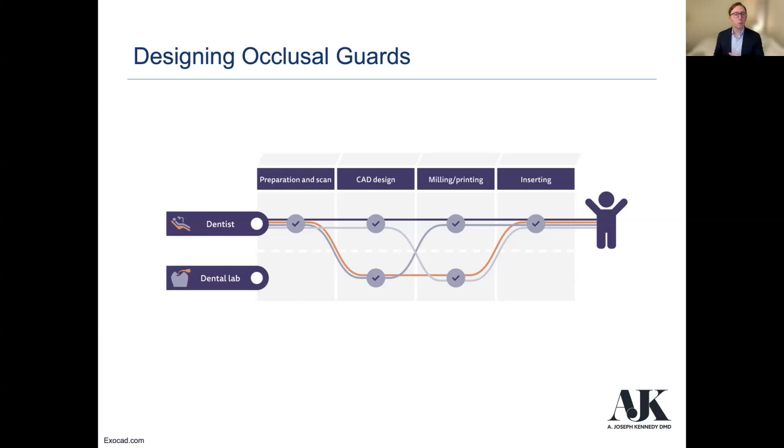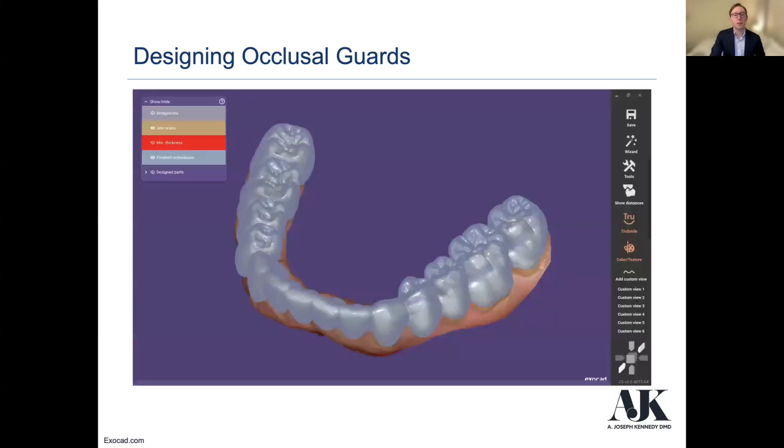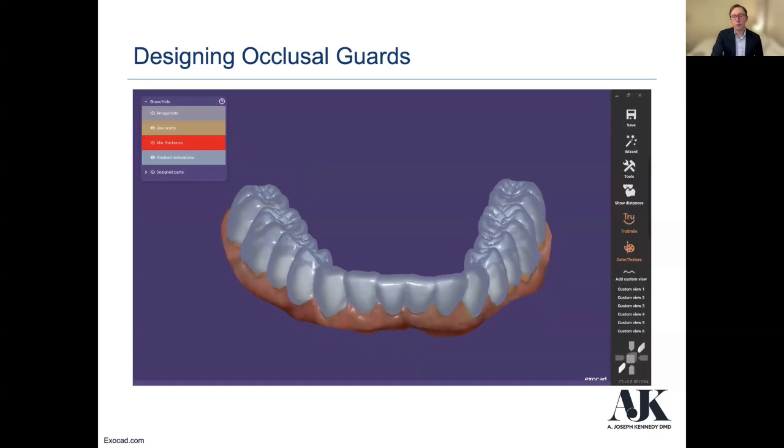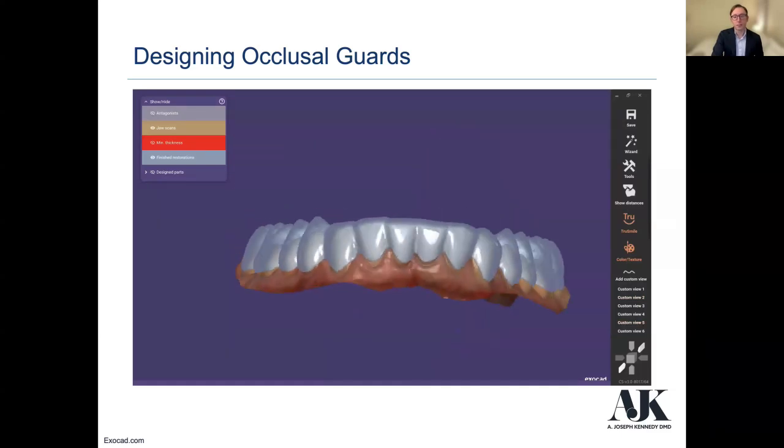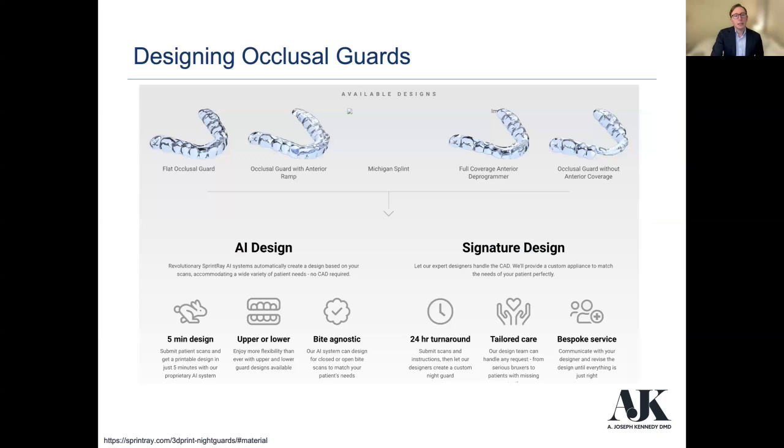So you can do it a couple different ways. We've had cases where we do the design ourselves and then send that out for printing, or we have it designed by our lab and they send it to us and we print it in-house and then deliver it to the patient. So a couple of different ways to do this. This is an example of ExoCAD, their design software for doing night guards. I know this is a little funky, the way that they have the anatomy really dialed in on this lower guard.